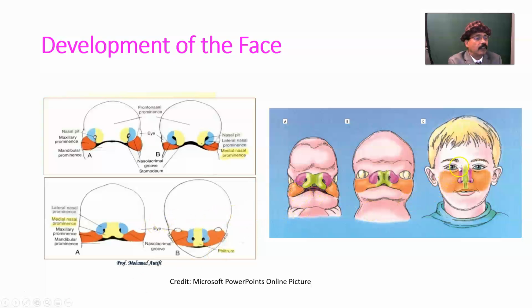Even the nasolacrimal duct may be open. The groove may not be formed into a canal. It will not be covered by the skin. So the lacrimal secretion may go directly through the face because it is exposed. So the canal will not be formed, there will be a groove formation.